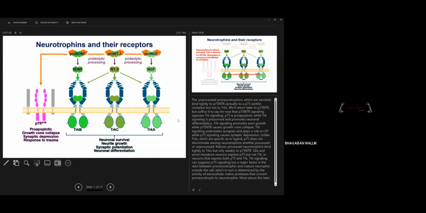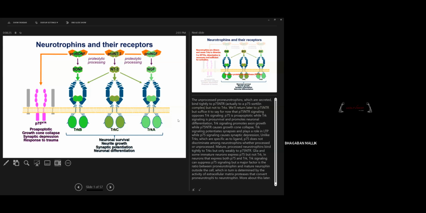So just remember that pro BDNF binds to P75 NTR, and it is a pro apoptotic regulator which basically regulates growth cone collapse and also synaptic depression. But the processed molecules bind to this receptor. Like for BDNF, you have TRKB, tyrosine receptor kinase B, and NT3 can bind either of these, TRKA or TRKB. We will talk about this.